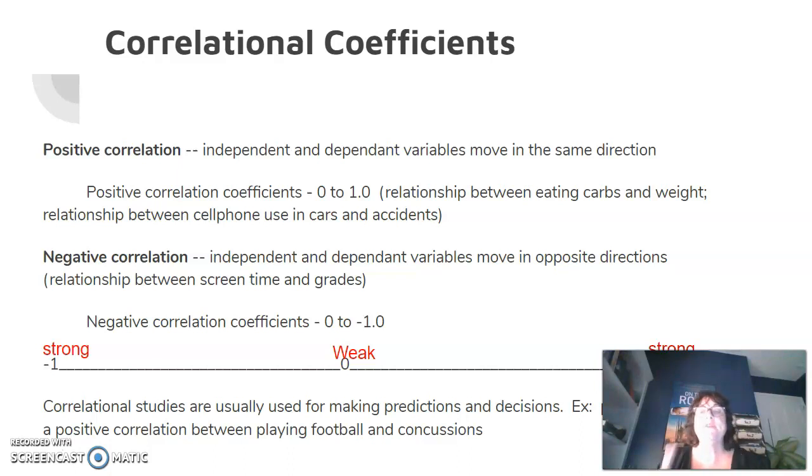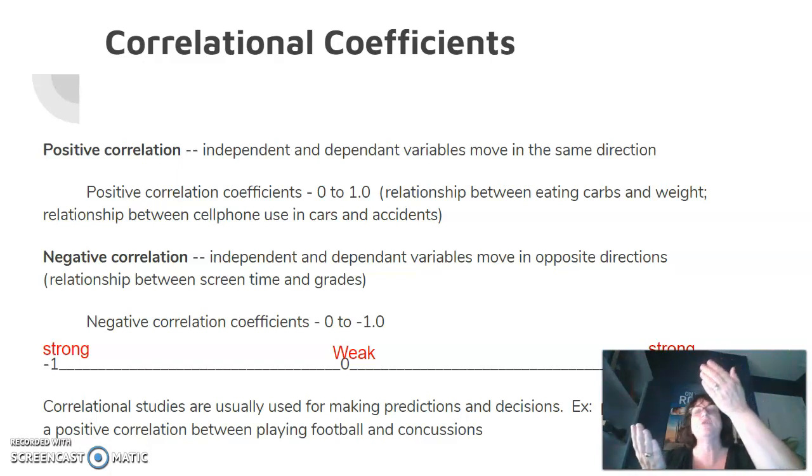Students get confused and they'll miss it. They'll miss the trick when they think that when both variables go down it is a negative correlation, and that's not true. For it to be a negative correlation, your variables move in opposite directions. One goes up and one goes down.